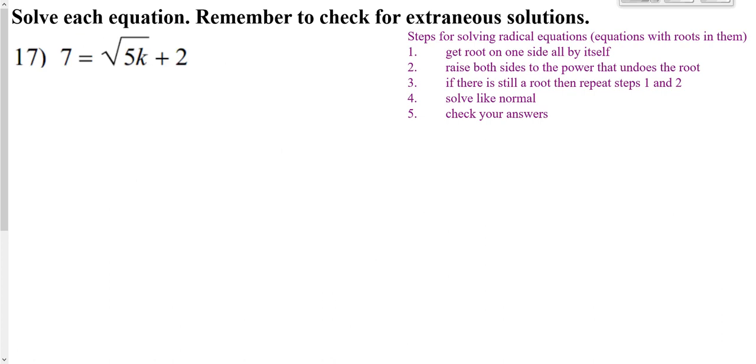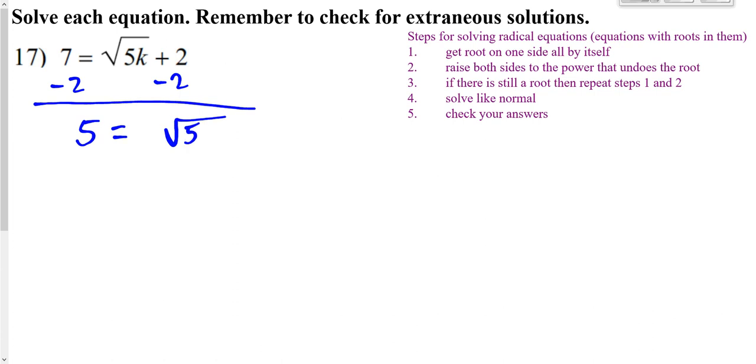So we need to get the root by itself. In the prior problems, we already had roots on one side by themselves. So we'd have to undo our plus 2, so I'm going to subtract a 2 from both sides. And now I'm going to undo my root by squaring both sides, because squaring undoes a square root. And I get this. Then to get k by itself, I just divide both sides by 5, and that's my answer.